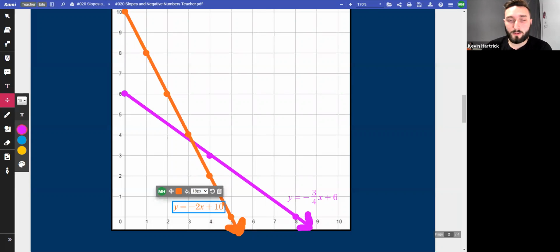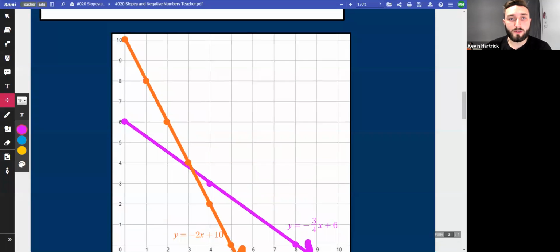Make sure you're also labeling your line. So I labeled it, y = -2x + 10. You could put this as -2x over 1, but again, you're not going to really see that. Mathematicians are lazy. If you don't have to put a 1, they're not going to. Okay, so you're going to see it more often like that.